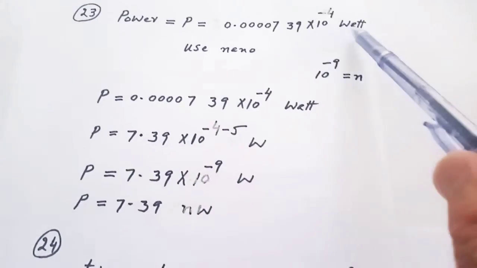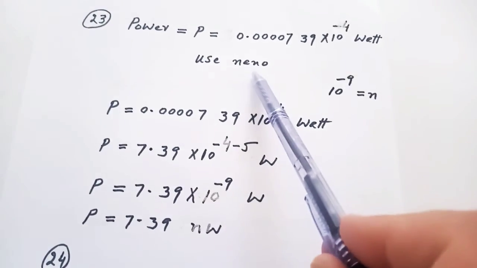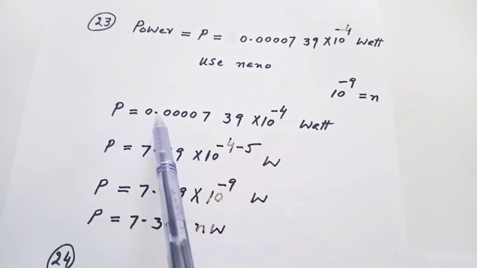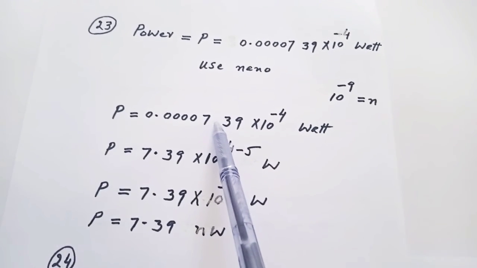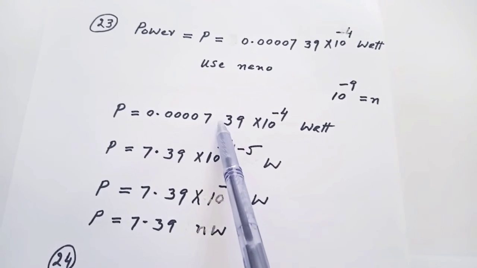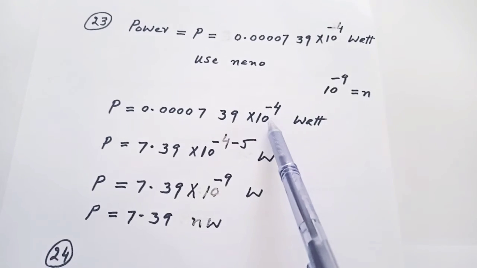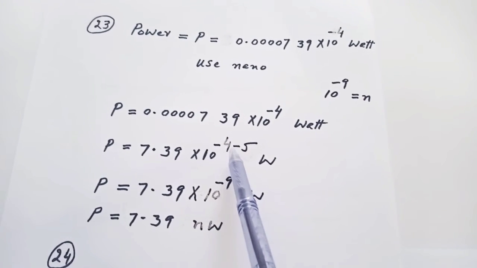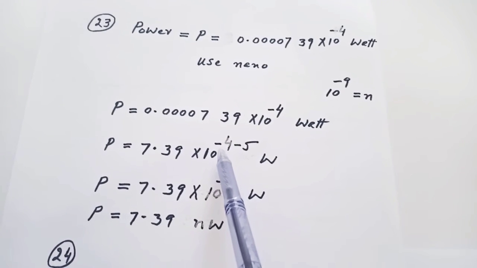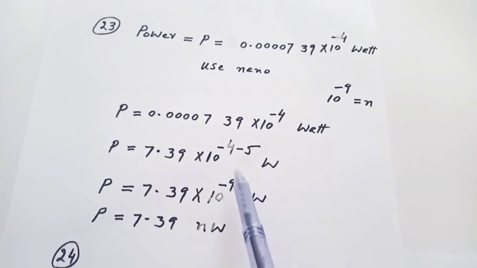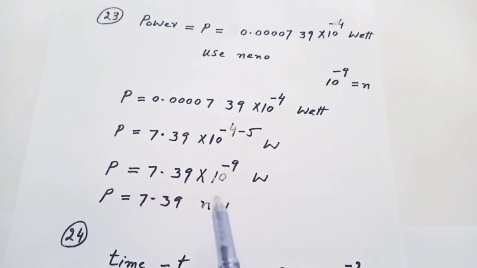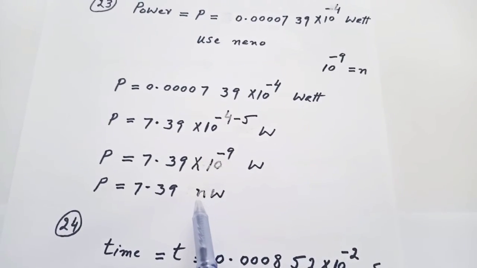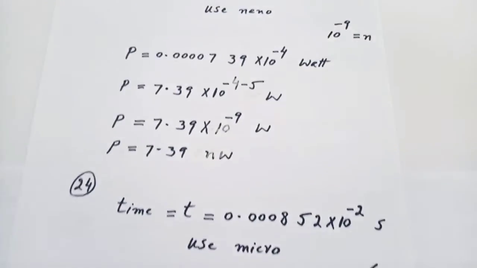So here power is given in watt. Use nano. So 10 power minus 9 is nano. When we shift the point through the 5 digits, the power decreases. So when the point is shifted, the power decreases by 5. So here 10 power minus 4 minus 5, and we get 10 power minus 9, and 10 power minus 9 is nano. We use here nano, n, as the prefix.